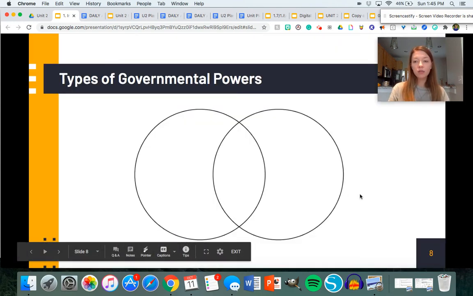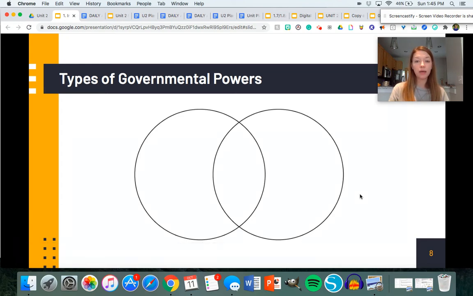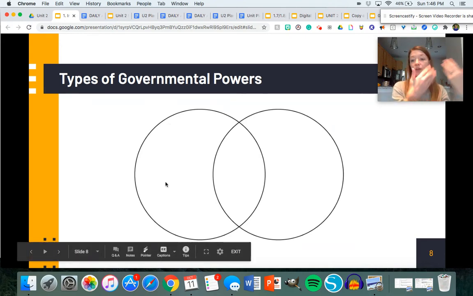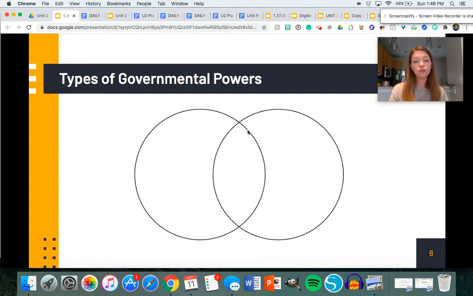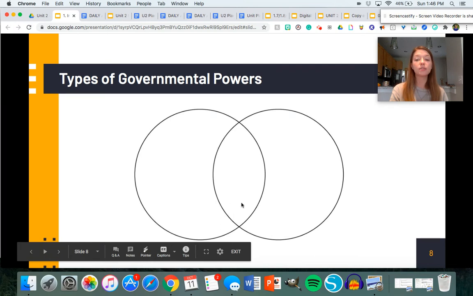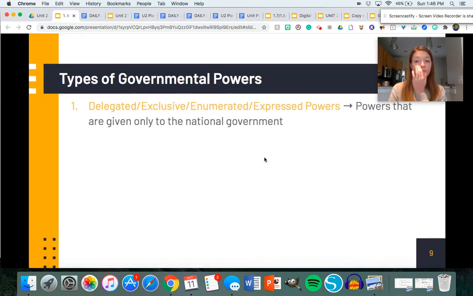So we are now going to talk about the types of governmental powers. And I have this Venn diagram here for you as a visual because I like to present the types of powers that we see in this Venn diagram. So we're going to see three types. You can think of it like this part of the circle is what the national government can do. There are powers that only the states can do, right? But just like a Venn diagram, there is an overlapping section in a federal system, and there are powers that both the state and national governments have. So we're going to take a look at those as well. Now, our first type of power has many different names, as you see.